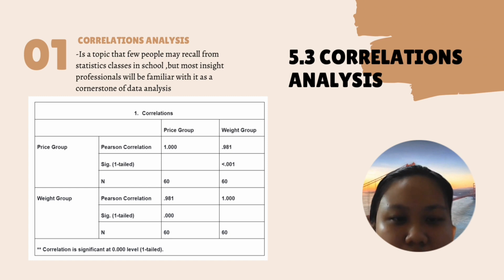The value of Pearson correlation between price and price is 1.000, and price and weight is 0.981. Weight and price is 0.981 and weight and weight is 1.000. It shows a strong positive correlation between price and weight of fish. N equals 60 fish and is one-tailed significant. P equals 0.000.